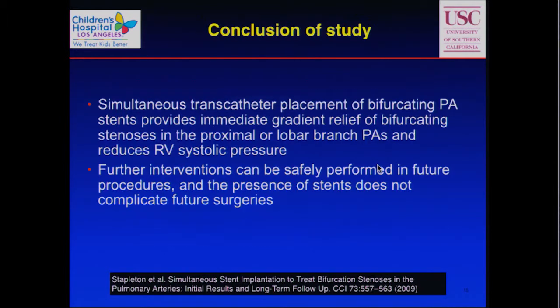stenosis here. The conclusion of the study is that simultaneous transcatheter placement of bifurcation stents can provide immediate gradient relief of the bifurcation stenosis in both the proximal and the branch PAs and reduce RV pressure, and that further interventions through these stents can be done reasonably safely with no additional complications.